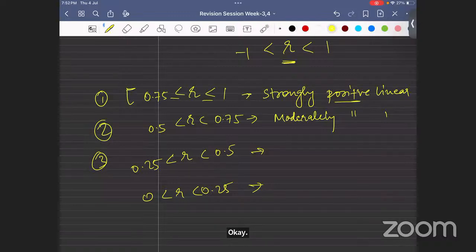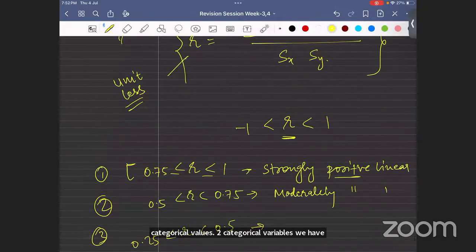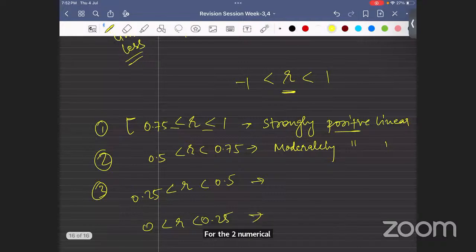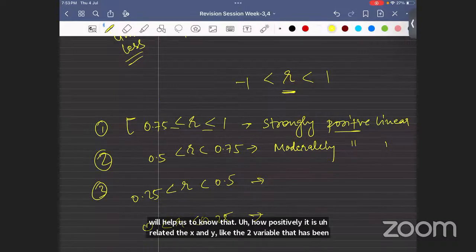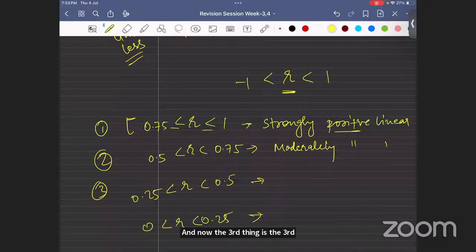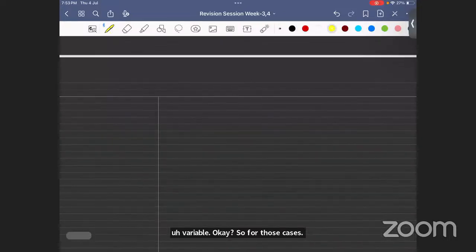So we have dealt with the association between two categorical variables. We have dealt with the association between two numerical variables, for which you calculate the covariance or the correlation coefficient, and that helps us know how positively the two given variables are related. And now the third thing is the association between a categorical and a numerical variable. For those cases, you can just remember the formula.